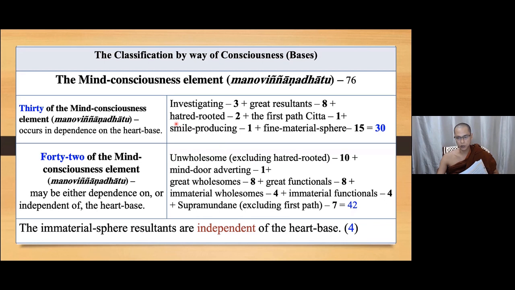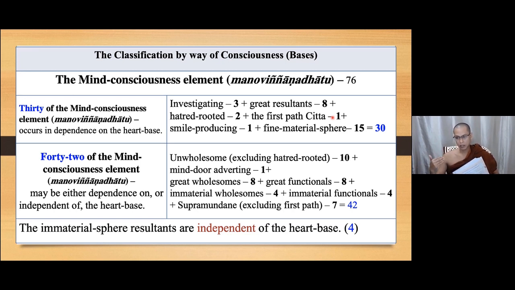So except the hatred-rooted, the 10 unwholesome, the remaining 10, and the mind-door about 10. And great wholesome, great functional, immaterial wholesome, immaterial functional. Because the immaterial resultant comes in a separate way of enumeration. That's why only the wholesome and functional are here. And supramundane 7, except the path part, is already, because it can arise only in the plane of existence where the materiality exists.